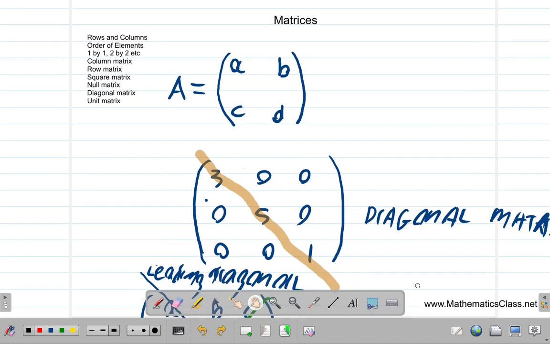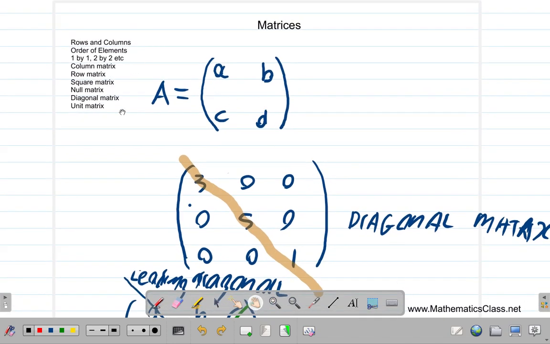So, we've looked at the various types of matrices. The column matrix, 1 column. Row matrix, 1 row. Square matrix, equal number of rows and columns. Null matrix, only zeros. Diagonal matrix. The leading diagonal has numbers other than 0, but all other numbers are 0. The unit matrix is a diagonal matrix where all the elements in the leading diagonal are 1.